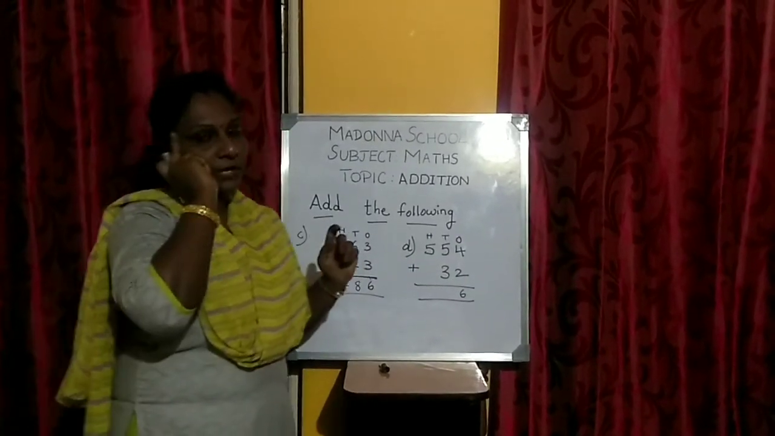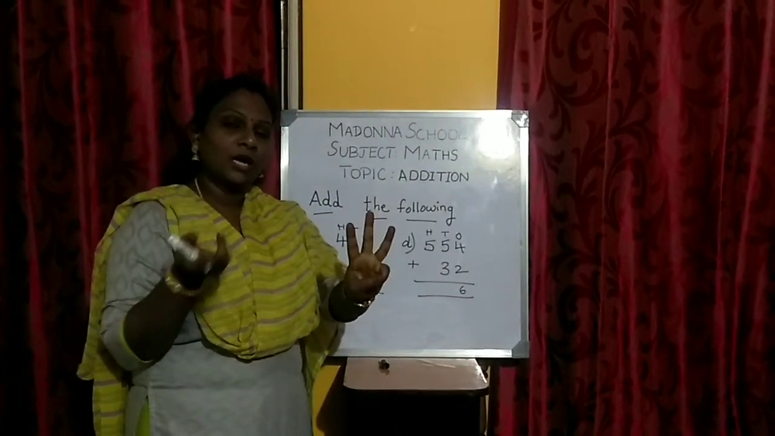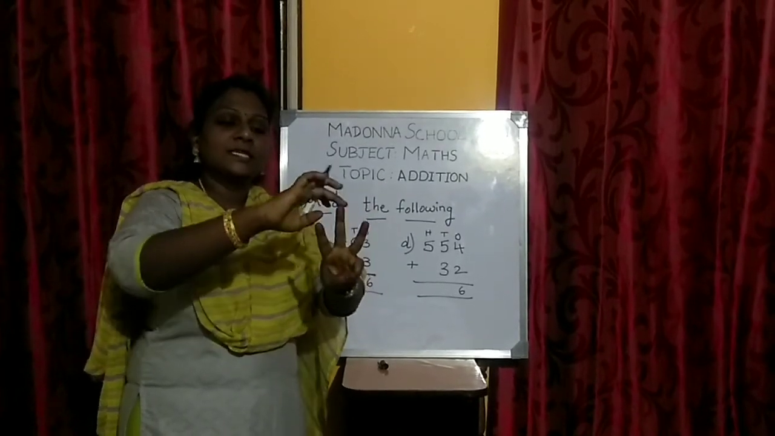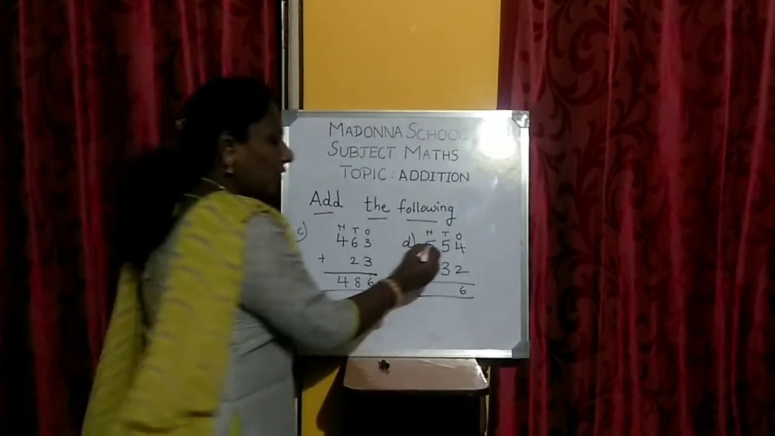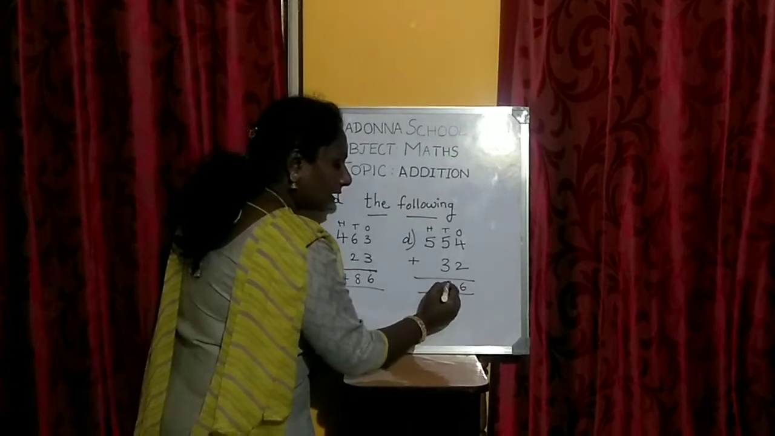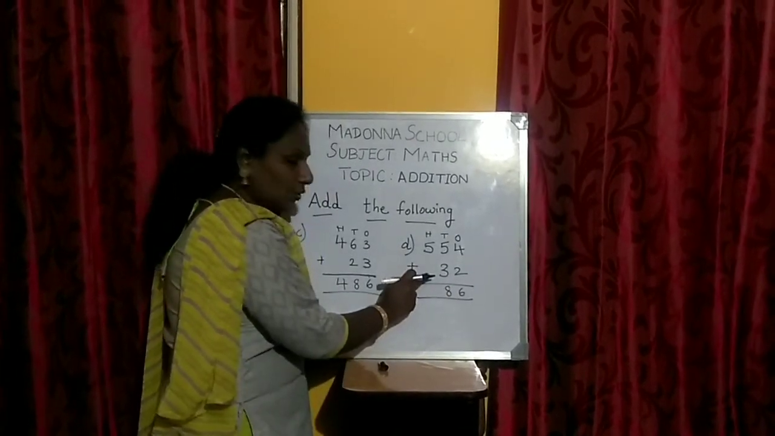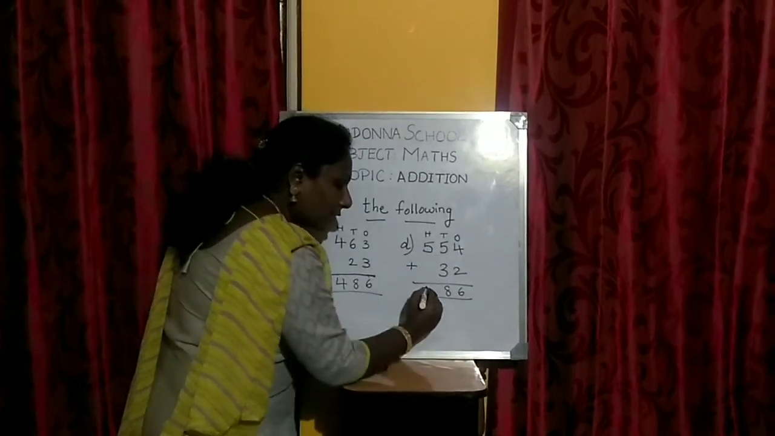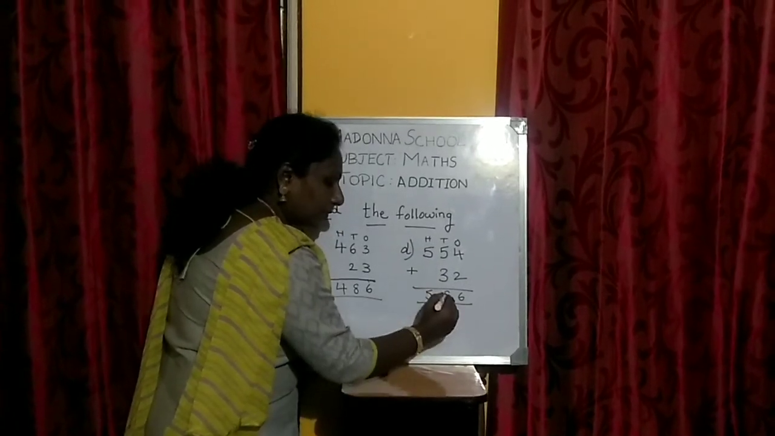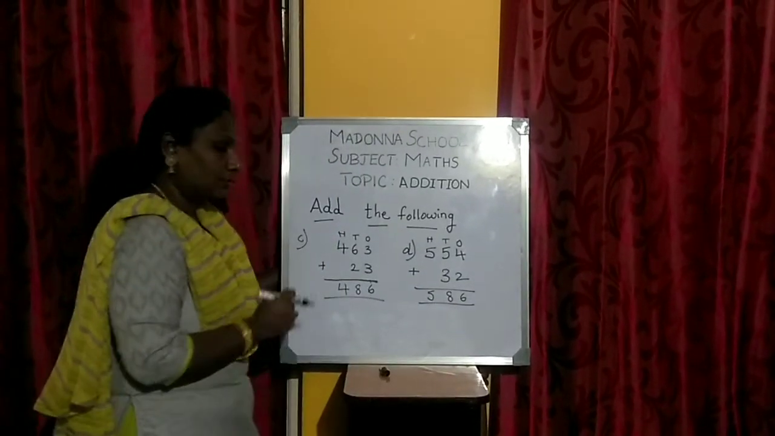Okay. So the next number is 5 plus 3. 5 in your mind, 3 show it on your finger. After 5: 6, 7, 8. So 5 plus 3 is how much, children? 8. Do you have any number here? So what should you do, children? You should bring down the 5 as it is. Bring the number down as it is.